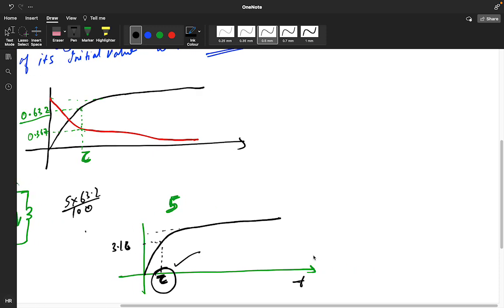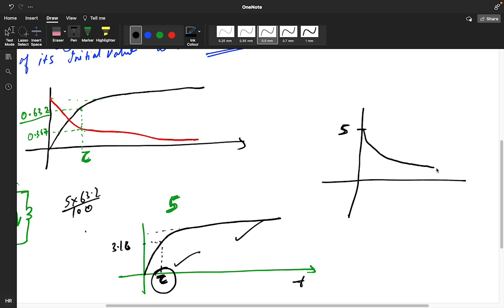Now if I talk about the discharging case, this was the charging case. In the discharging case, the inductor will start discharging from the final value. This is my 5, so it will start discharging. What is 36.7% of 5? 5 into 36.7 divided by 100. Tell me the value. This is your discharging case.